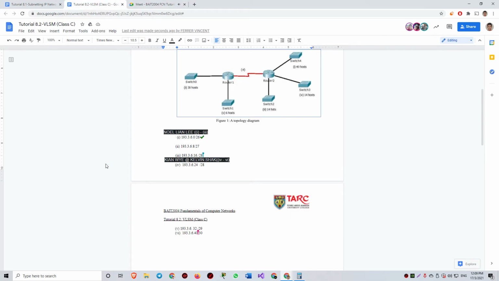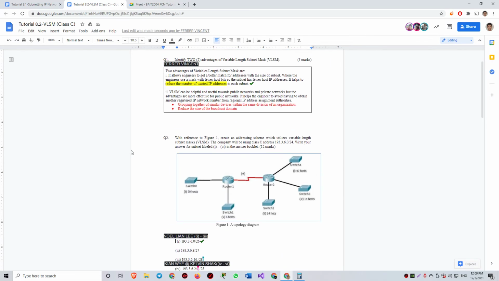For Noel, your first one is correct, but the second and third are not correct. And Kelvin, it's good if you work together. Noel and Kelvin, work together, because you have to do something very similar to what Farah is doing. You have to sort them by required number of hosts, then you can do VLSM subnetting from the top down.